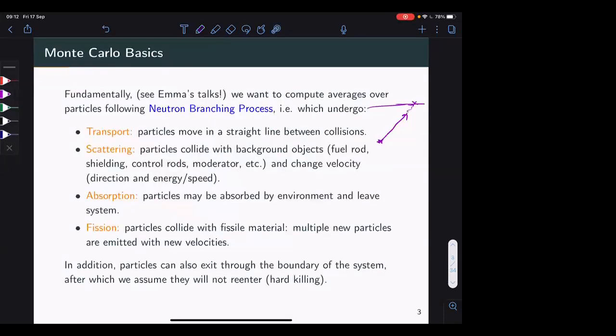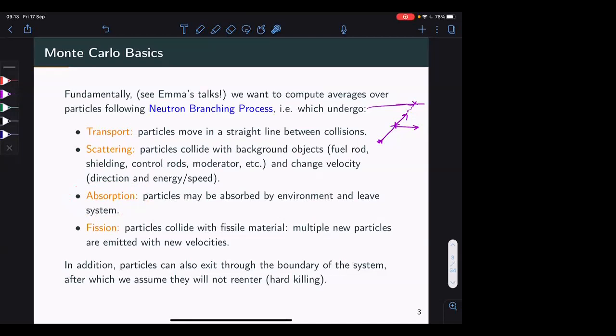We have scattering. Particles move in a straight line if they're going through some sort of physical object, or you might have water in your reactor. You might obviously have things like fuel rods. You'll have control rods. The neutron may hit some of the background matter, and in that case it might scatter in a new direction and change velocity, perhaps also change energy, direction, and so on.